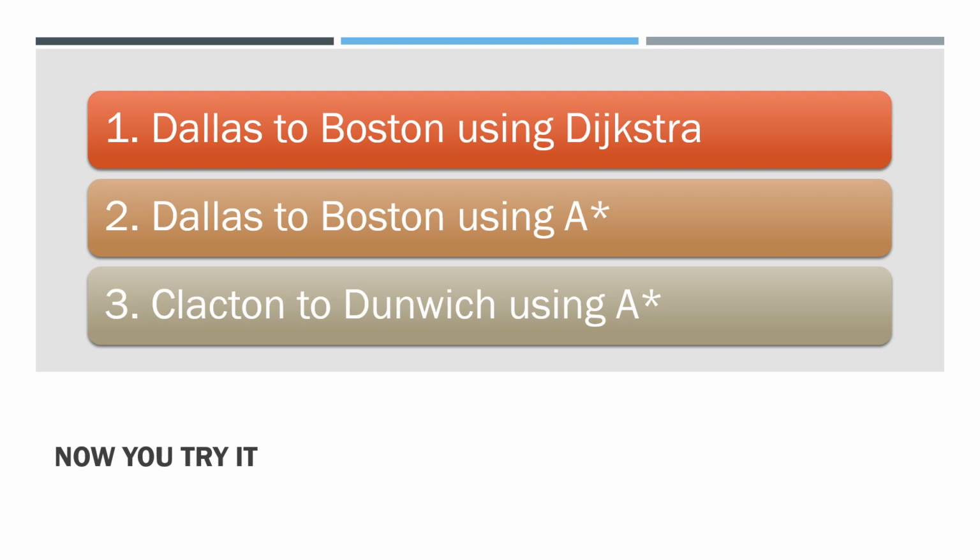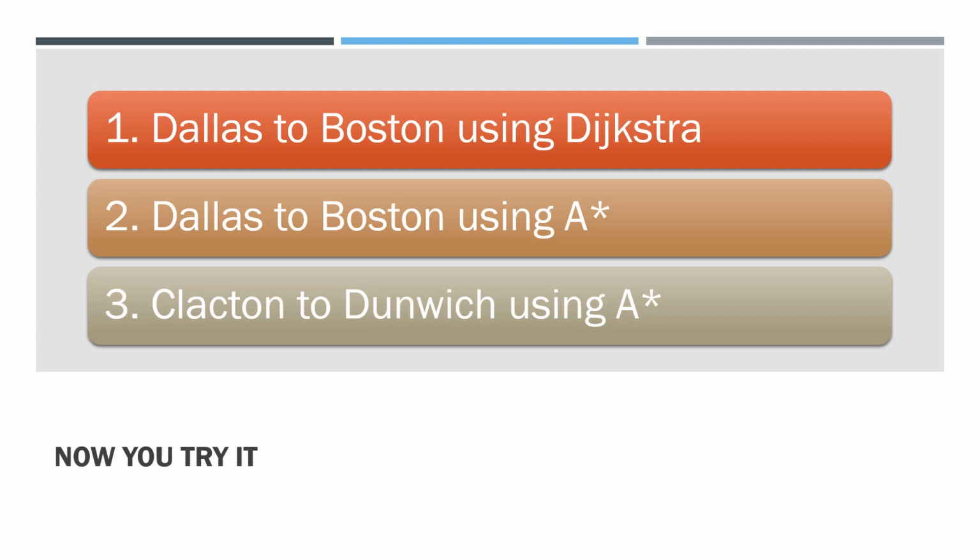But if you're my student, I'll be giving you a handout, a Word document that's got the picture and the table ready-made for you so you can do it more efficiently. But try all 3 of these because A star and Dijkstra are almost certain to come up in the exam. So it's easy marks. If you know how to do them, they're easy marks.